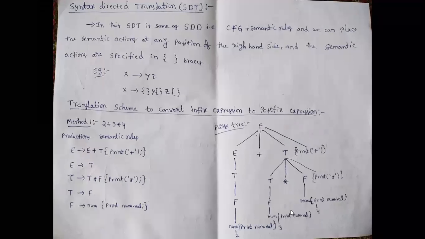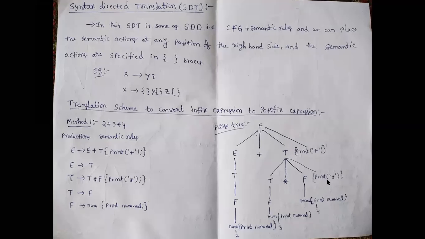So in this parse tree, we have to construct the conversion of infix expression to postfix expression. In the syntax directed definition, we are moving top to bottom and left to right. So we are moving in this direction. First we print 2, then we move to the next 3, and there is no star. Okay, so for T star F there is no further production, so again downward, and 4 is printed.